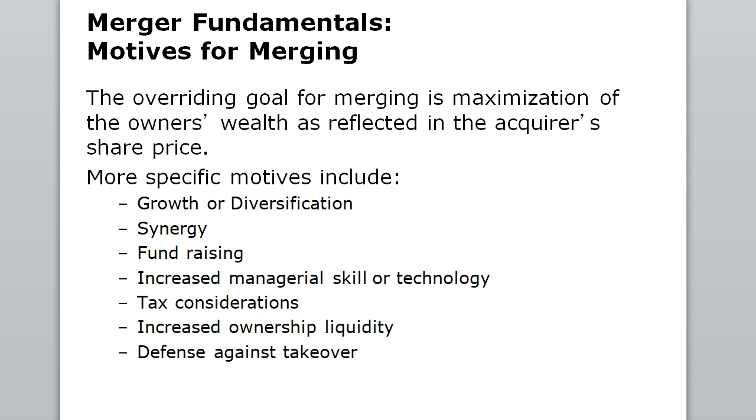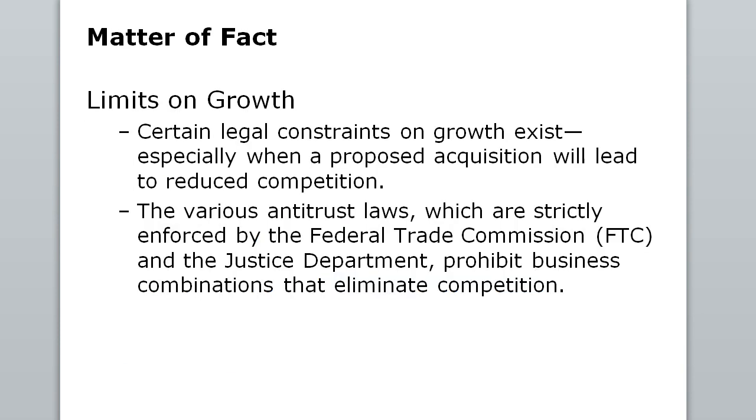Tax consideration: some companies may hold a huge tax loss that could be beneficial for a company that has to pay a lot of money in taxes. Increased ownership liquidity, making the company bigger, making it more liquid for the owners to sell their shares. And defense against a takeover. So if there's another takeover and your company engages in a merger and acquisition, your company may become less desirable for another company's hostile takeover. So those are some of the primary motivations for merging.